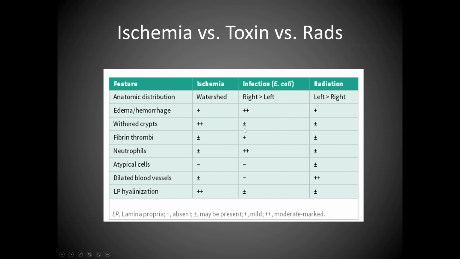Fibrinoid thrombi are more common with infection. Neutrophils are predominant with infection versus the others. And dilated blood vessels are more commonly seen with radiation than with either of the other two. Lamina propria hyalinization is more common with ischemic disease. So there are a few clues that can help you, but it's a challenging diagnosis, and best to ensure that clinical correlation is occurring, as well as providing maybe some suggestion from the morphology.